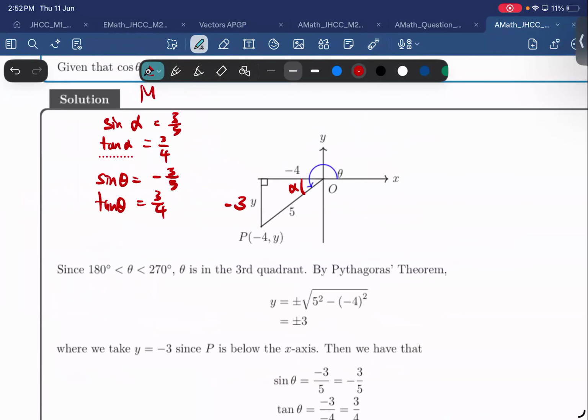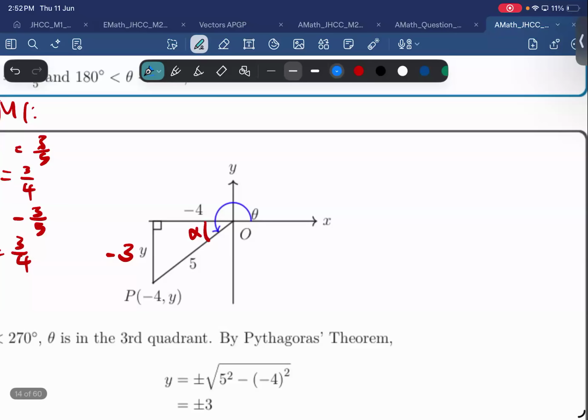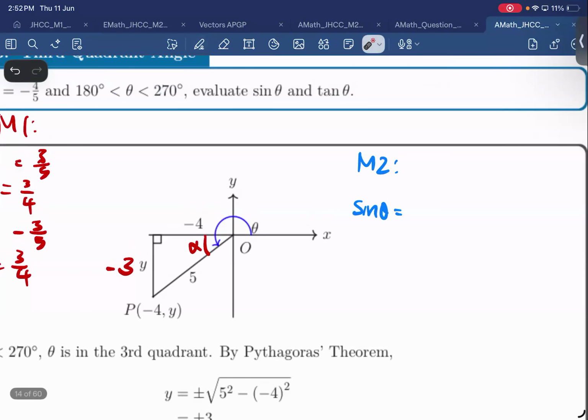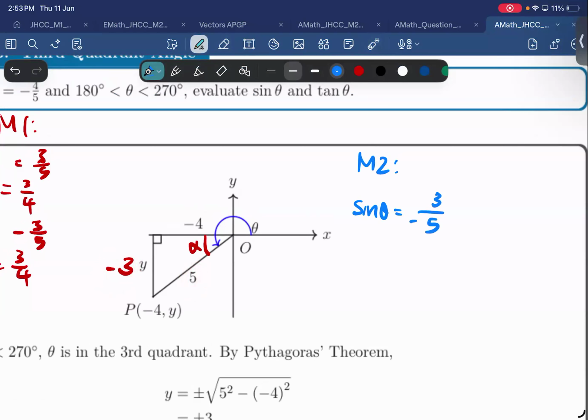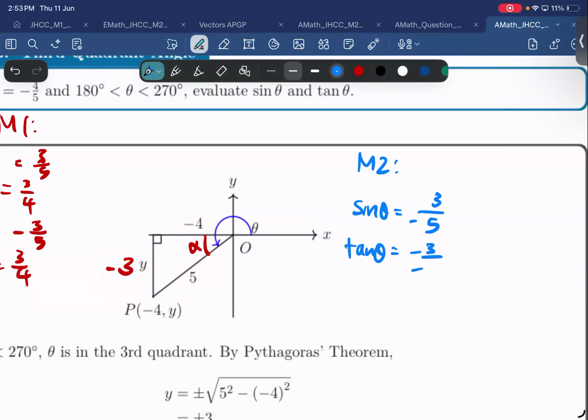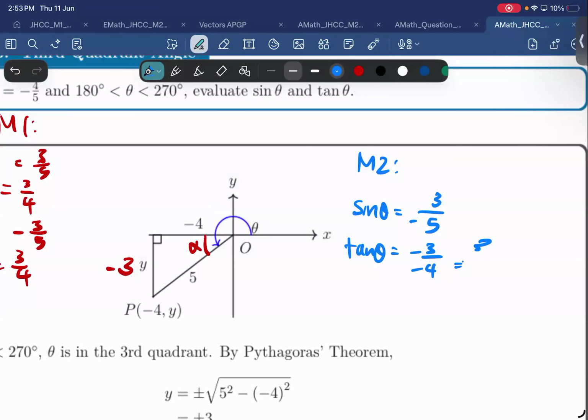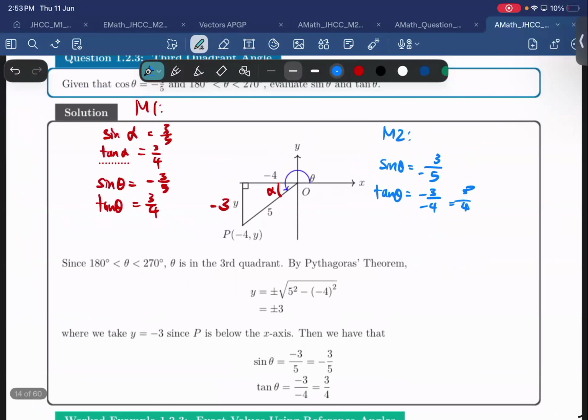Then for method 2, you consider the signs. We want sine theta, which is opposite over hypotenuse. Now we care about the signs, so opposite is this one, hypotenuse is this one, so minus 3 over 5. Then tangent theta is opposite over adjacent, so minus 3 over minus 4, which is 3 over 4. You see both methods give you the same answer.